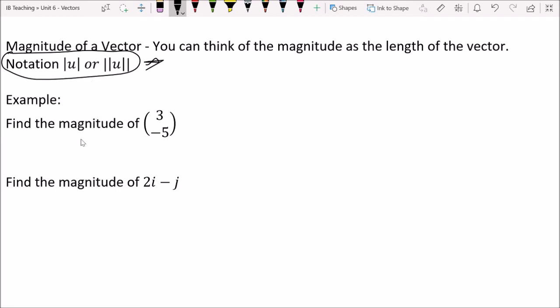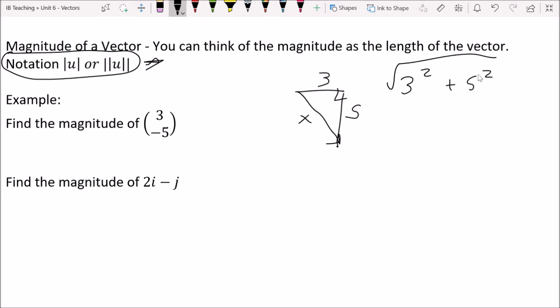So here's how we find it. Find the magnitude of 3, negative 5. All that says is a vector that goes 3 to the right and down 5. So 3 to the right, down 5, we're asking what that length is. Well, guys, look, that's a right triangle. And so if you have a right triangle and you know two side lengths and you don't know the third, that's the Pythagorean theorem. So 3 squared plus 5 squared, and then we're going to take a square root of that. So what is that? That's 9 plus 25 with a square root, so that's square root of 34.